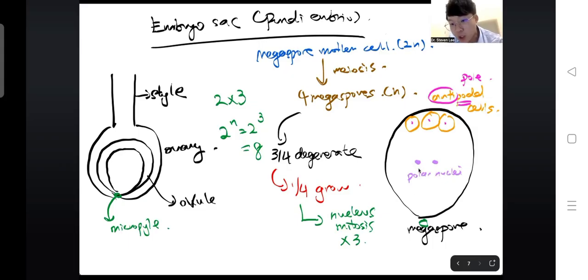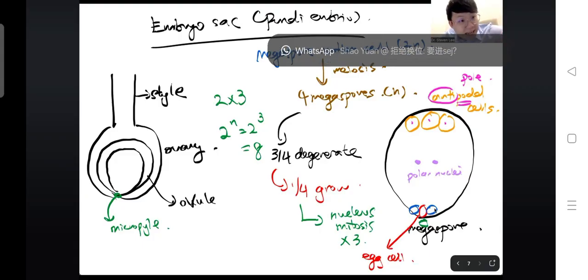And then another 3 will be over here. The one that is closest to the lubang is the egg cell. This one is the egg cell. The other 2, like supporters, are called synergid cells.